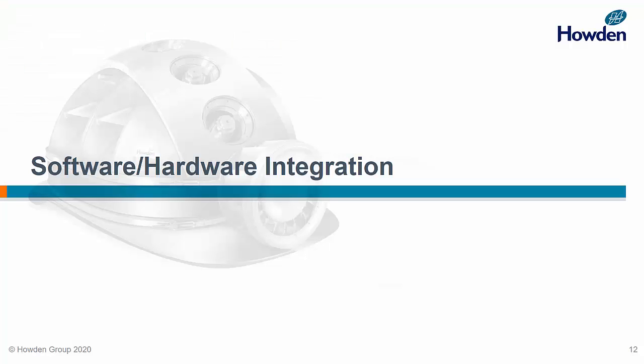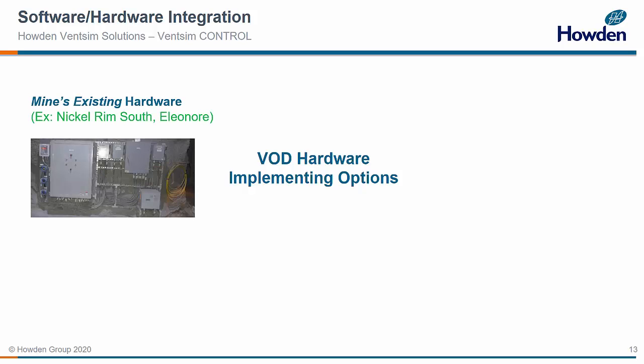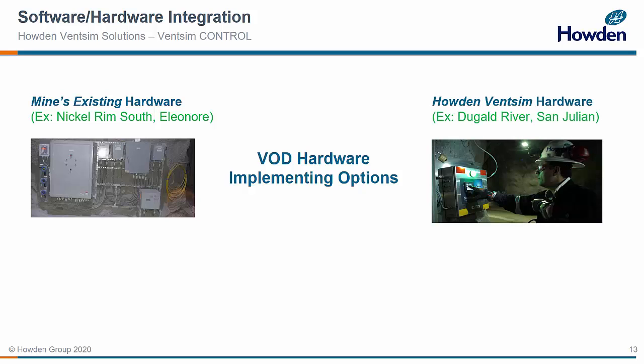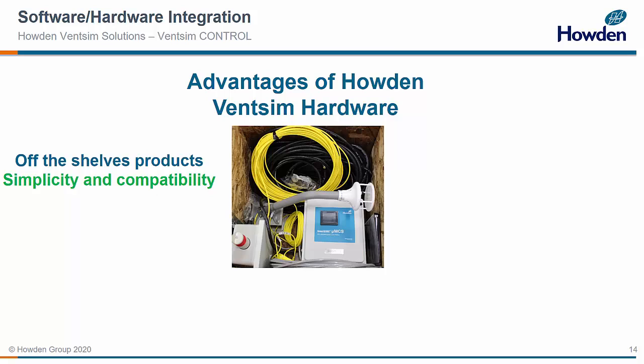Now let's have a quick look at the software-hardware integration. So for VOD hardware implementation, there are 2 options. Either using the mine's existing hardware, such as Nickel South or Eleanor examples we'll give shortly, or using the Howden VentSim hardware, such as Dougal River or San Julian Mine.